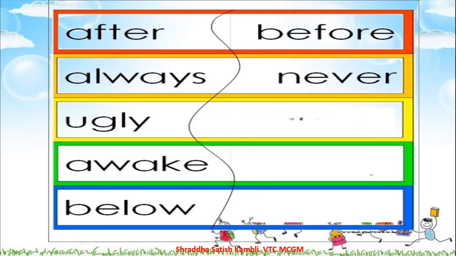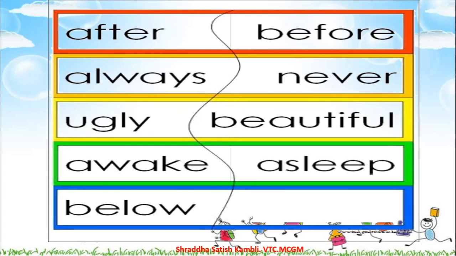Ugly. So what is the opposite of ugly? It is beautiful. Alright. Awake. What is the opposite of awake? Asleep. We say Raju is awake, but Reena is asleep. What about below? We saw below. So above. Below means under. You remember we saw the boy sleeping below the blanket, the girl sitting below the umbrella. So below means sitting under something and above means over. So these are all examples of antonyms.